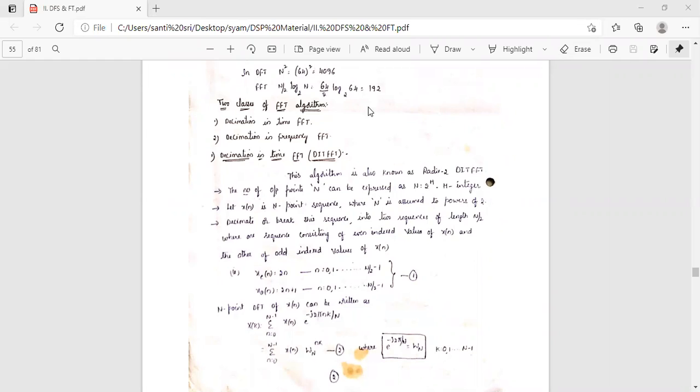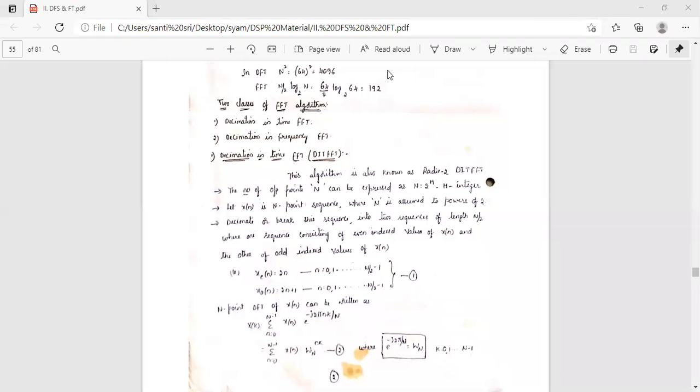Okay, good morning. In the last class, we were discussing the fast Fourier transform. What is the need of the fast Fourier transform? Here, the number of computations can be reduced when compared with the DFT. So, FFT is the fast Fourier transform. Here, the number of computations will be reduced when compared with the DFT, the discrete Fourier transform, right?